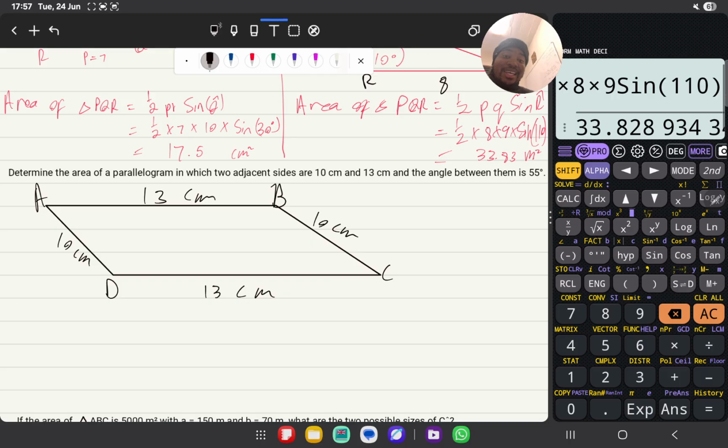And then look at what they say. They say the angle between them is what? 55 degrees. Do you understand? So I'll ask you a question. Do you think 55 degrees is going to be this one or this one? It's a very fair question, you know what I'm saying?